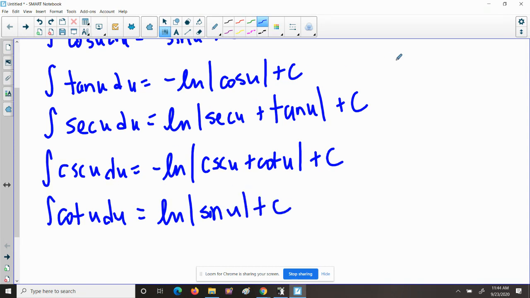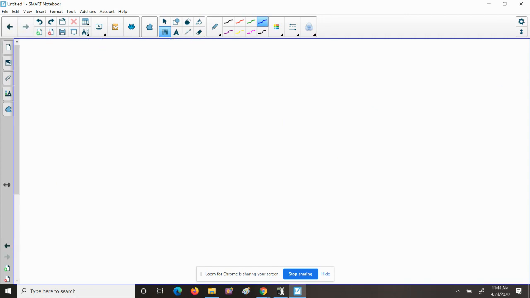So you definitely want to make sure that you have these rules written down to reference, because you are going to use these. We're going to start using these in some examples. Let's start with a pretty basic one. We're actually going to jump in and do a definite one. Let's say we have the integral from 0 to pi over 4 of secant of x dx.